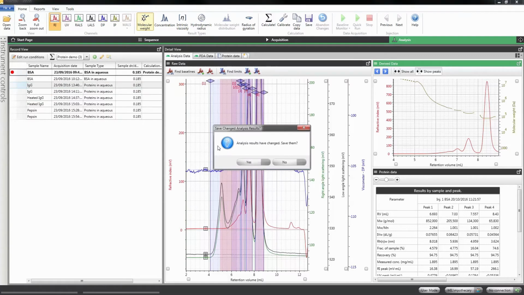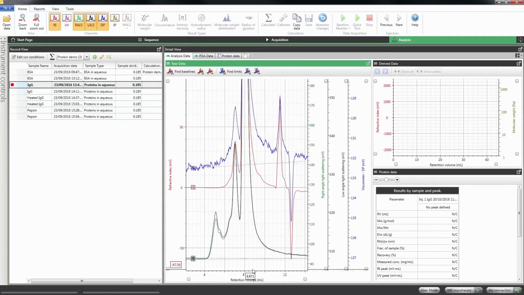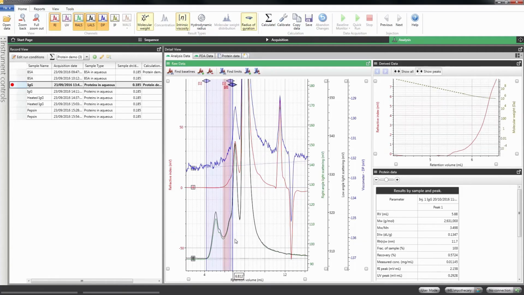So I just click on the next IgG. Do I want to save my results? Yes, so that I can come back to them later. And after a second, we move on to our IgG sample. It looks very similar, with some primary peaks and then some aggregates. There are actually shortcut keys for setting in baselines and limits, so I'm going to use those. And again, I'm going to call all the aggregates together.